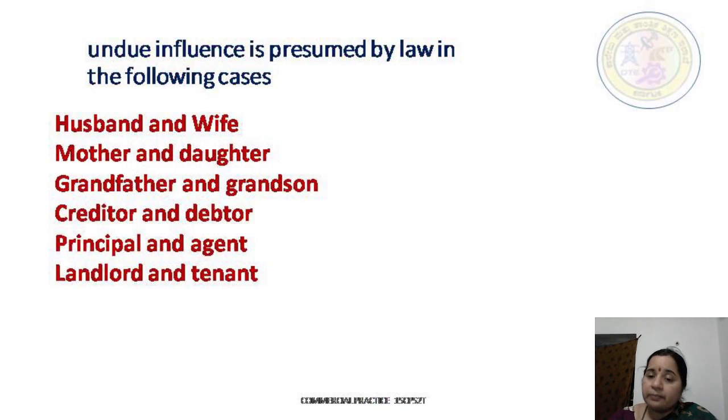But in some relationships, law has not presumed undue influence. Example, husband and wife. Law presumes undue influence in the case of a husband and illiterate wife, but not in the case of husband and wife in general. Mother and daughter, grandfather and grandson, creditor and debtor, principal and agent, landlord and tenant. Here, law has not presumed any chances of undue influence in these cases.